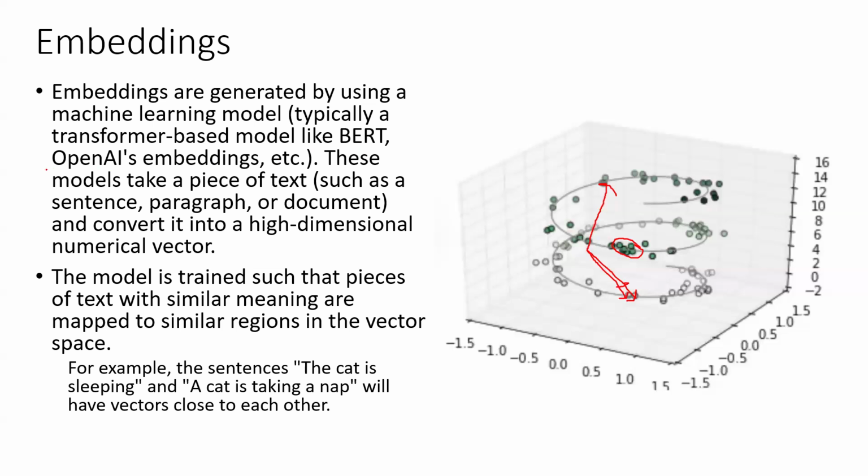So I will show you OpenAI embedding models. There is embedding text small, the other is embedding text large, right? We will use those embedding models. These models take a piece of text and convert it into a high dimensional numerical vector. So whatever vector space we have, they will create that vector in the vector space. This model is trained such that pieces of text with similar meaning are mapped to similar regions in the vector space.